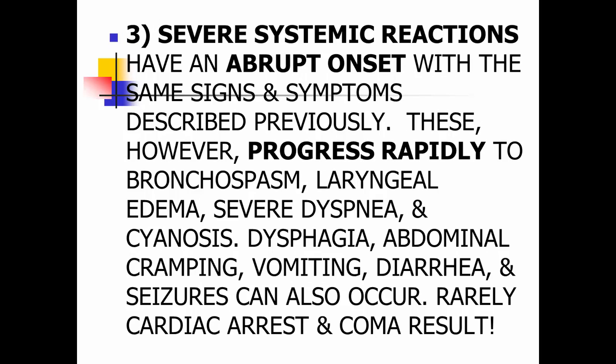Severe systemic reactions have anaphylaxis versus anaphylactoid. So anaphylaxis, abrupt onset, same signs and symptoms, air hunger, stridor, wheezing, hypotension, signs and symptoms of shock, must intervene immediately, must have that epi. It progresses rapidly to bronchospasm, laryngeal edema, severe dyspnea and cyanosis, dysphagia, abdominal cramping, vomiting, diarrhea, seizure may occur, rarely cardiac arrest and coma, and of course death if they're not treated, so we need that epinephrine.